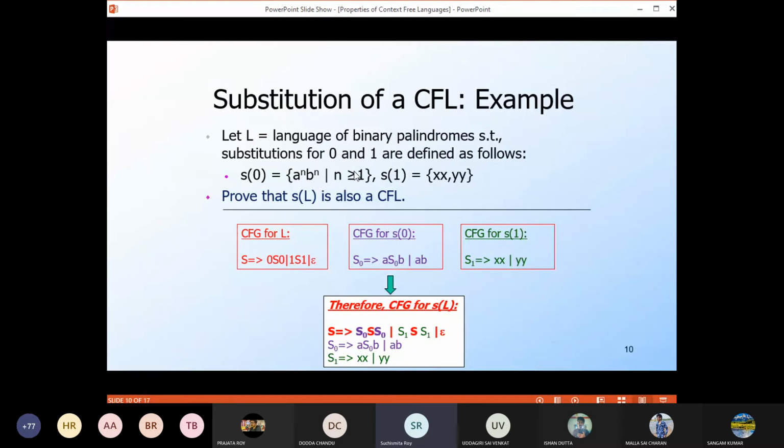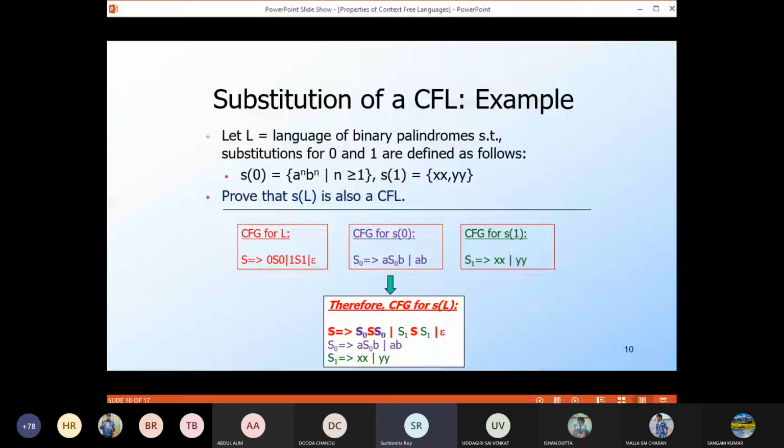This one says greater than or equal to 1. This S0, A^n B^n, has to be greater than or equal to 1. That is why you do not have epsilon here, you have AB. Can you see that? Any other confusion? No, ma'am. Okay, so let's proceed. This is the proof of closure for the substitution operation. First, you must understand the substitution operation for context-free grammars, then the proof of closure.